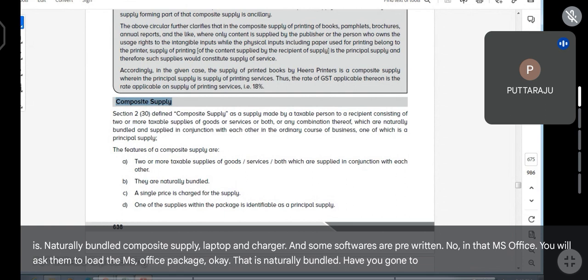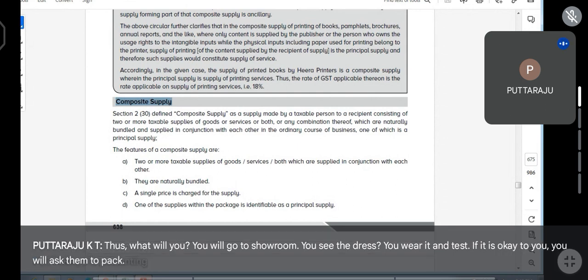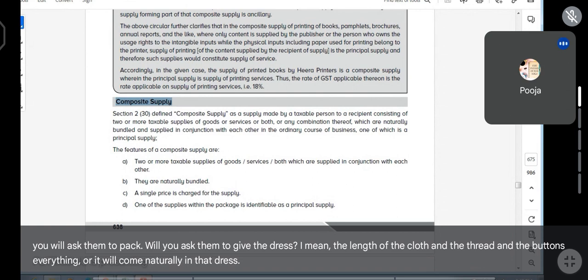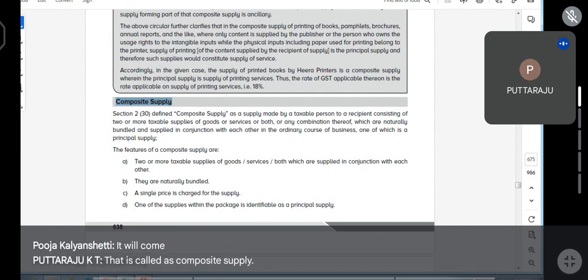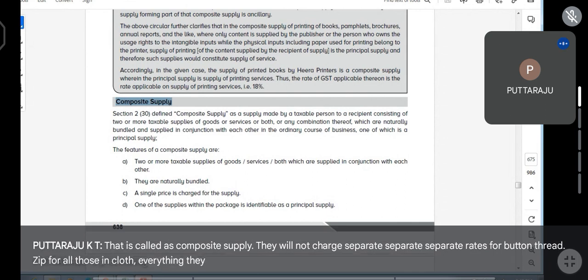Have you gone to any showroom to buy clothes, a dress? Yes, sir. You see the dress, you wear it and test. If it is okay, you ask them to pack. Will you ask them to give the length of the cloth, the thread and the buttons, or will it come naturally in that dress? It will come naturally, sir. That is called composite supply. They will not charge separate rates for button, thread, zip. They will charge one price.